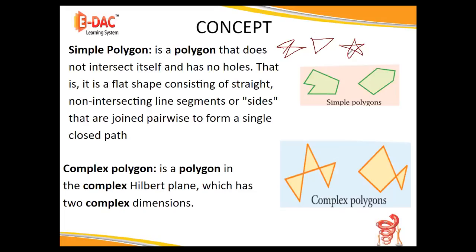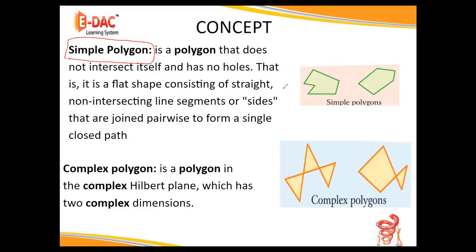Figures that intersect themselves are not called polygons. They have another name. We'll discuss that. Okay, next, complex polygon. Simple polygon and a complex polygon. What is a simple polygon? A simple polygon does not intersect itself and has no holes, and it is a flat shape consisting of straight and non-intersecting line segments or sides that are joining pairwise to form a single closed path. So, a single closed path. Right, next, complex polygon.